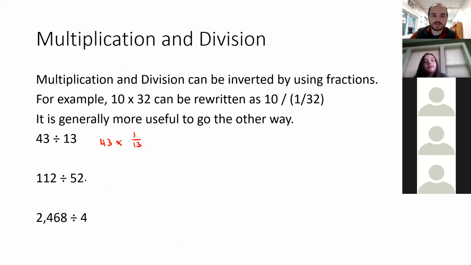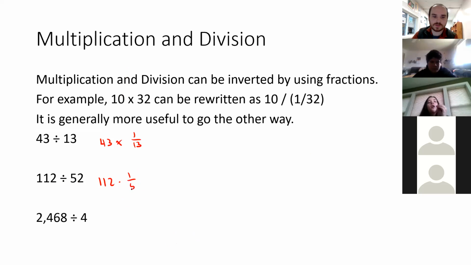Yeah. So now we have 112 divided by 52. How would we rewrite that one as a multiplication? We'd have 112 times what? 1 over 52. Yep, 1 over 52. And what about 2,468 divided by 4? Times 1 over 4. Now you might be thinking, that's not useful. That doesn't help us at all.